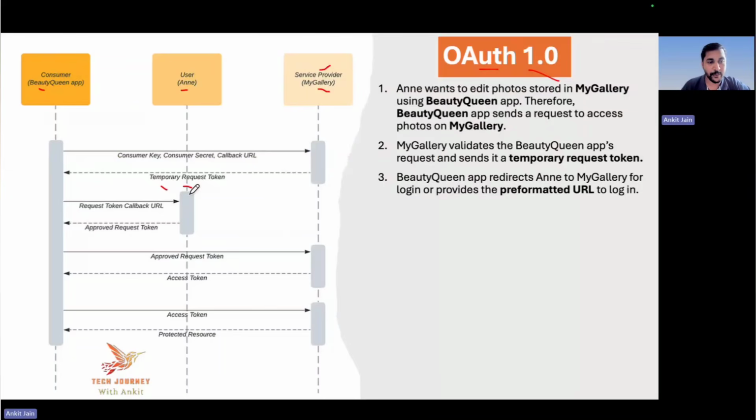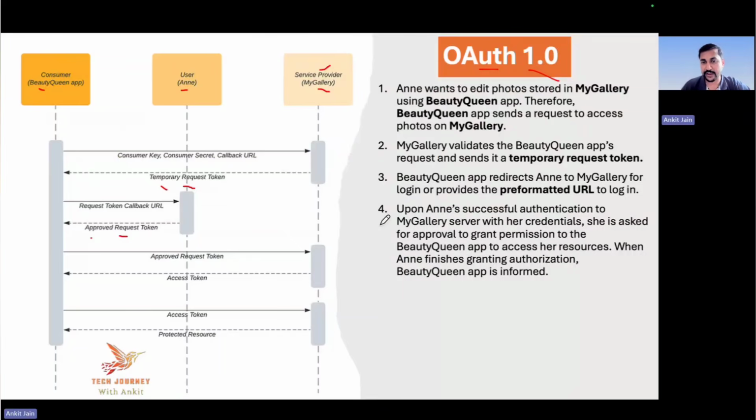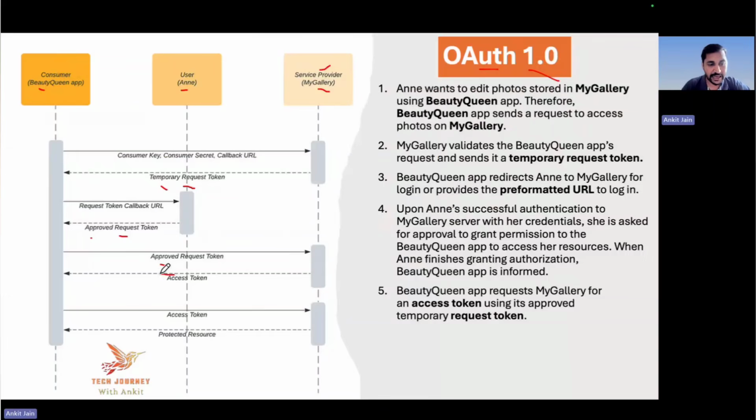Let's say Anna has provided the consent on the request token, and as soon as the consent has been provided, that request token is approved. Upon the successful authentication, she has asked for the approval to grant the permissions to the Beauty Queen application so that her temporary request will be approved. Now, in the case of OAuth 1.0, the Beauty Queen application will send the approved request token to the service provider. And this time, the service provider got the approved request token, so it will revert back with the access token.